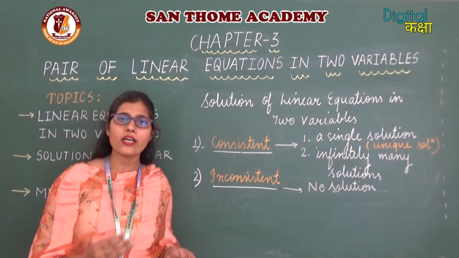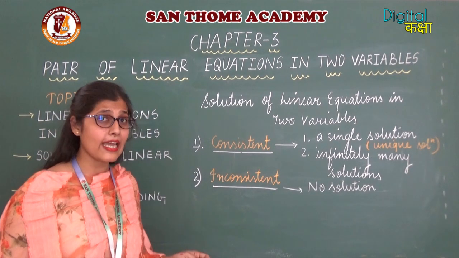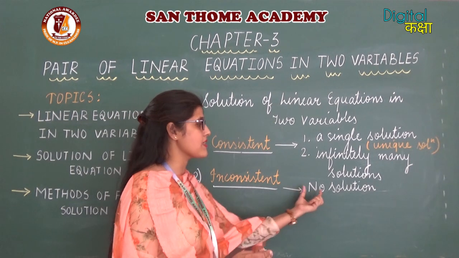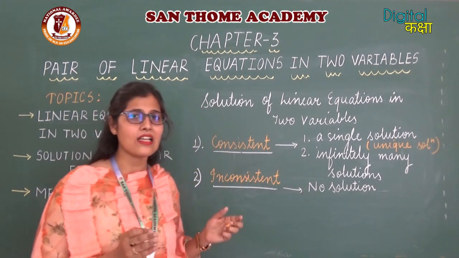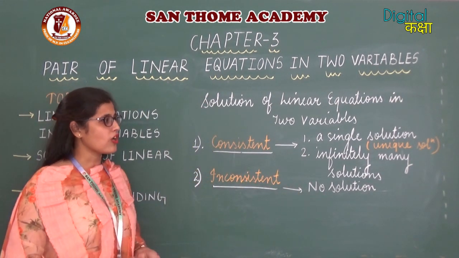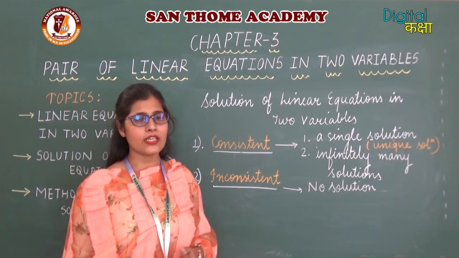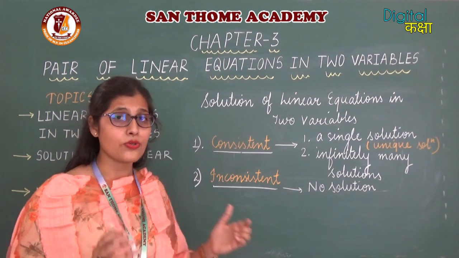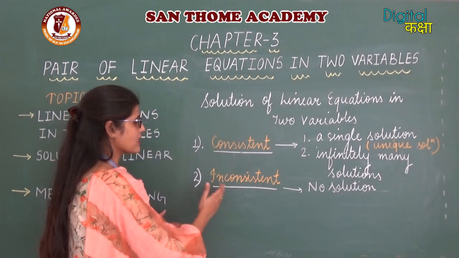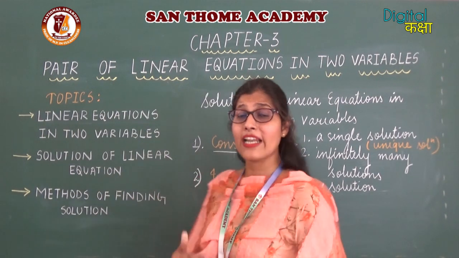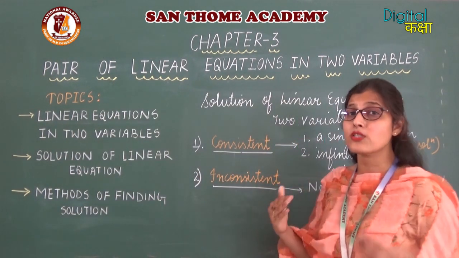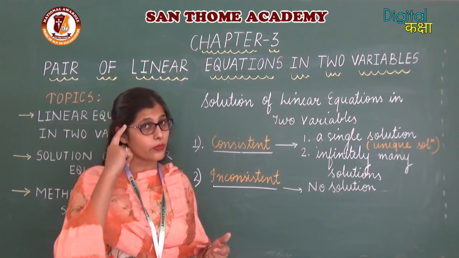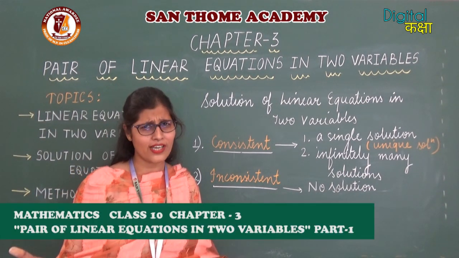When on solving the pair of linear equations you don't get any solution, then such a pair of linear equations is called inconsistent. So for linear equations to give you a solution, they are called consistent, and when they are not giving you any solution, they are called inconsistent. So you will be dealing with these two words when you will be solving the questions ahead when we are talking about solution. So the question arises, how to find the solution.